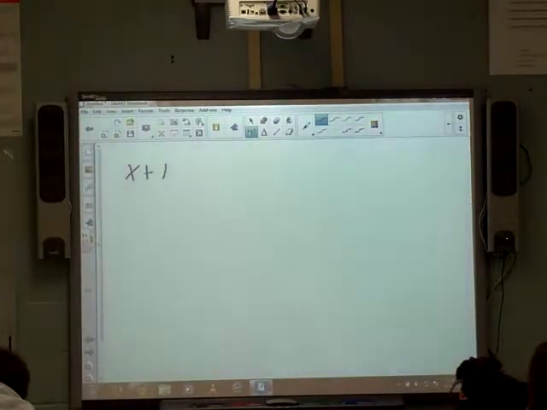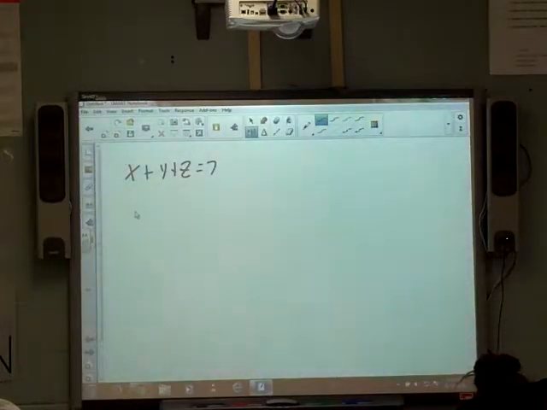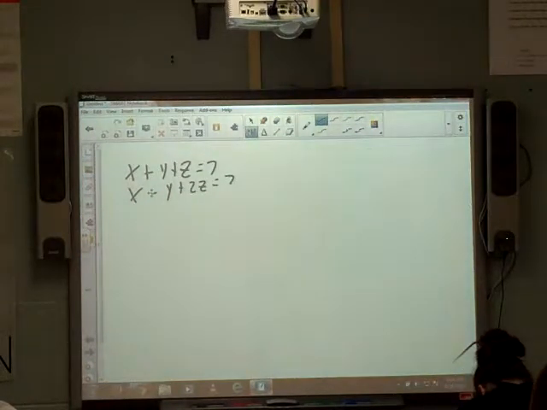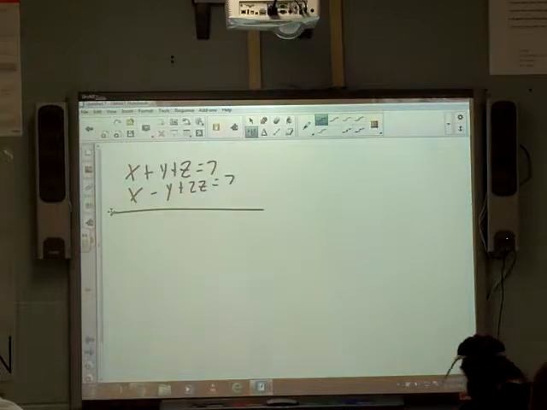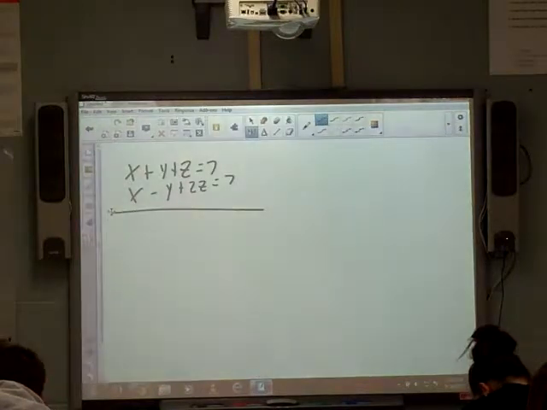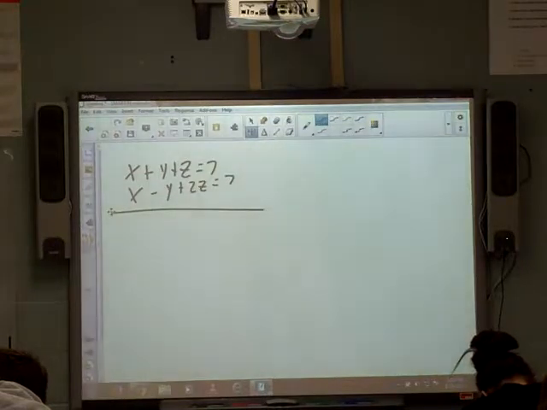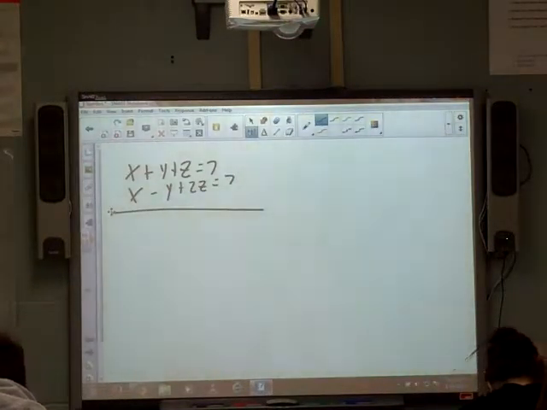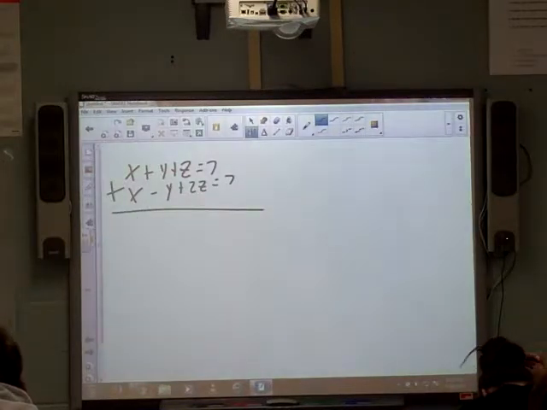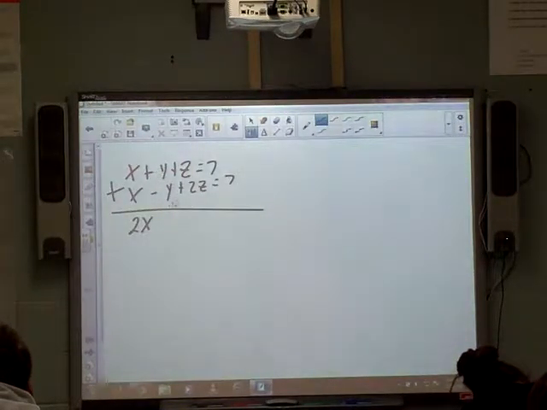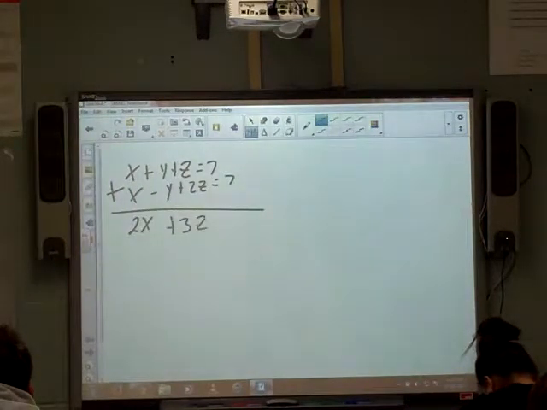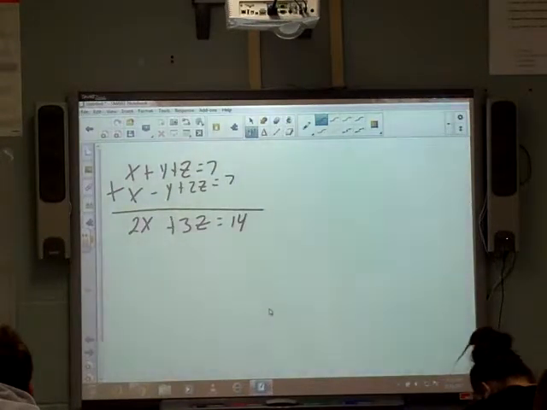So I got x plus y plus z is 7. And then I've got x minus y plus 2z is 7. Alright, so my choices here, I've got my x's ready and I got my y's ready. So I got to decide which one of them I want to get rid of. Since my third equation doesn't have a y, I'm going to get rid of the y. So I'm going to add here. X and x gets me 2x. Y and negative y is nothing. He gone. Z and 2z is 3z. 7 and 7 is 14.